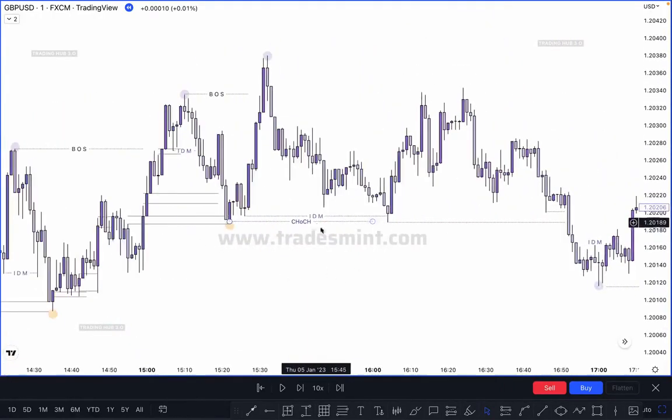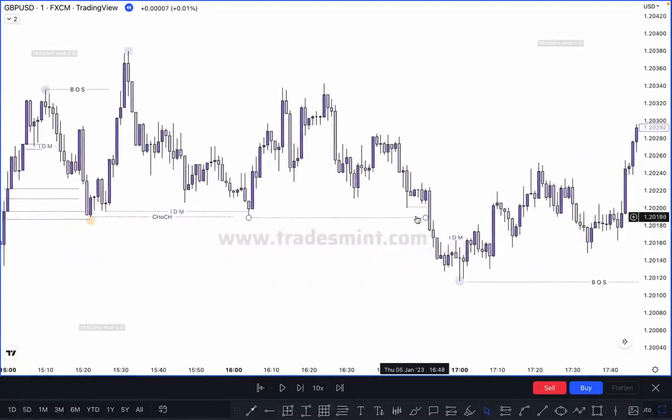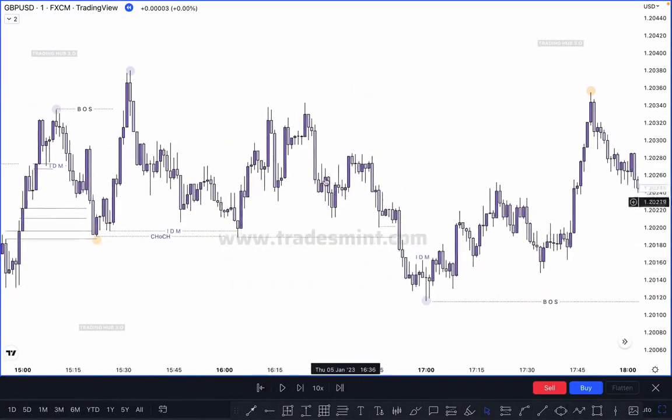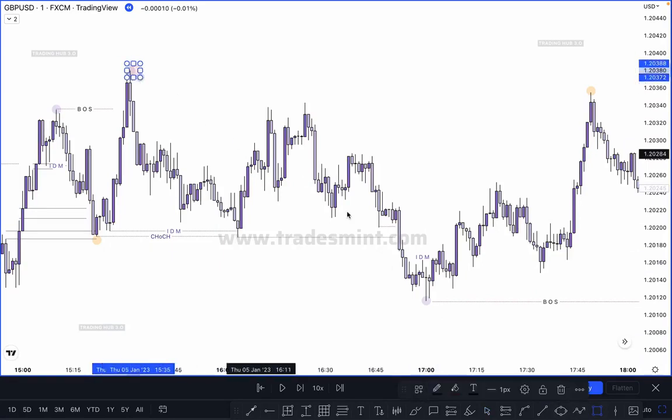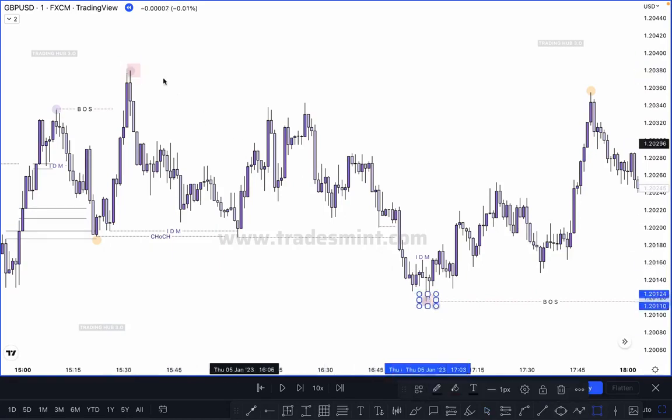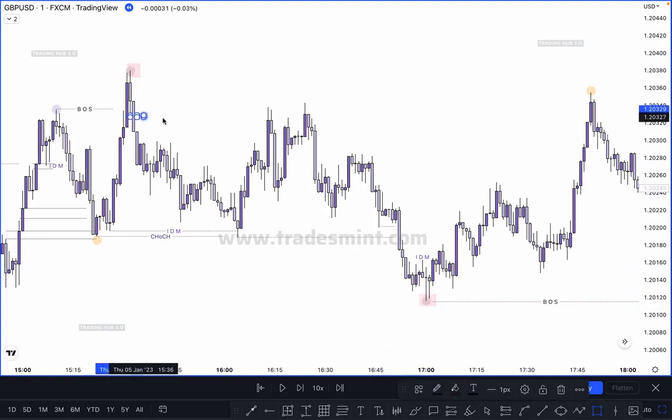After the change of character, what happened here? This was our confirmed change of character, and after this change of character you have to identify where our unmitigated imbalance is. In a bearish market, you have to start from top to bottom. So first of all, look at this one, our highest point, and this one is our lowest point in this leg, and this is our single leg move. So you can see this candle low is here and high is here. So this imbalance is already mitigated by this move.